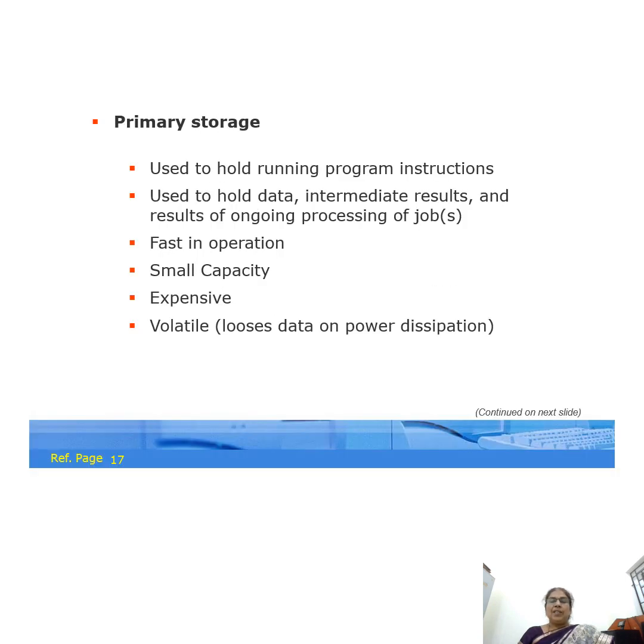Next we are going to discuss the primary storage. The primary storage is used for the following purposes. It is used to hold running program instructions, data, intermediate results, and results of ongoing processing of jobs. The primary storage is fast in operation. Its capacity is very small and it is expensive. It is a volatile memory, since when we switch off the computer or when the power goes off, the complete data will be erased.